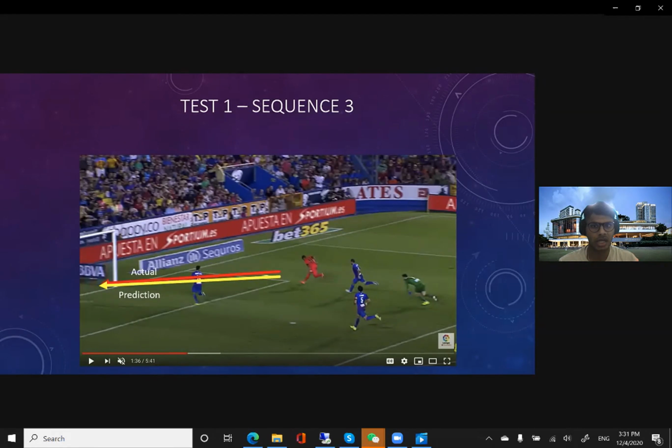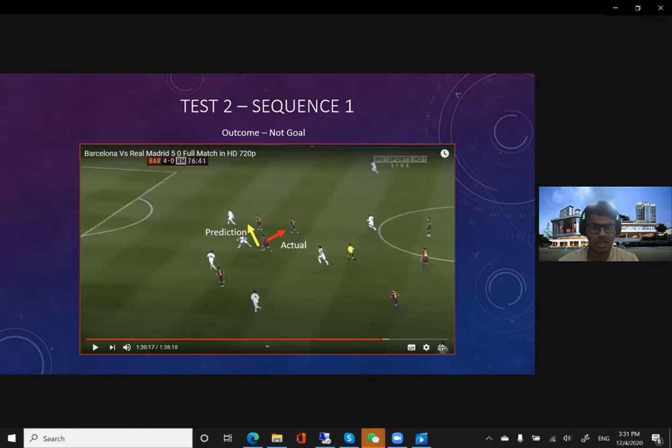Now let us look at the second sequence of events. This is a sequence of events that does not lead to a goal. So in this first step, we will look at the team in possession where our prediction is a pass to a different player as indicated by the yellow arrow instead of the actual action.